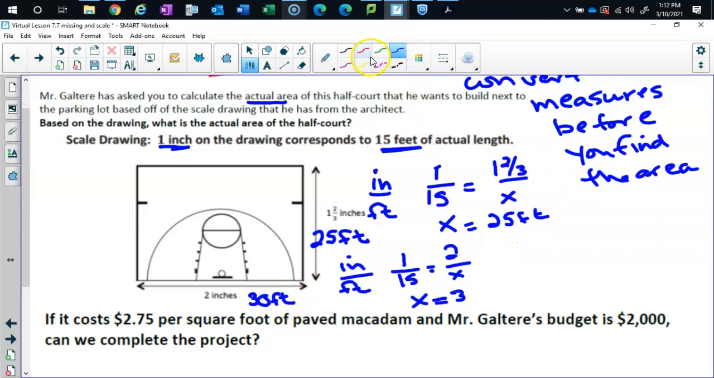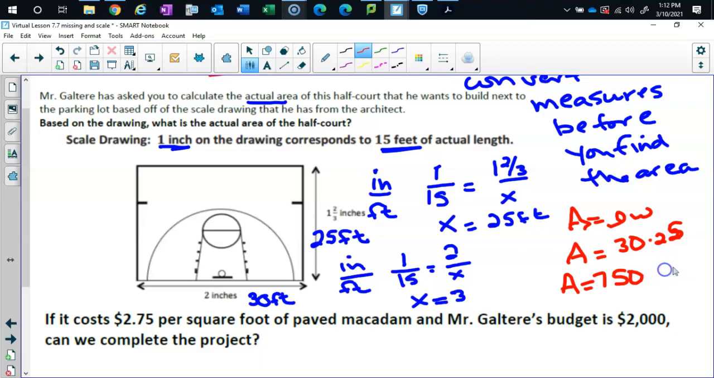Now, I'm going to change color here. Based on the drawing, what is the actual area of the half court? Well, this is a rectangle, so the formula that we would use is area equals length times width, but we're going to multiply 30 times 25. Whoops, 30 times 25, length times width, you're using the feet, is 750, and the label on that is going to be square feet.